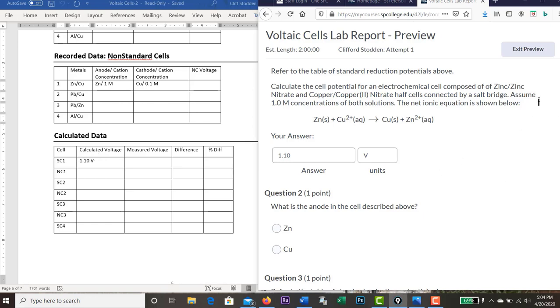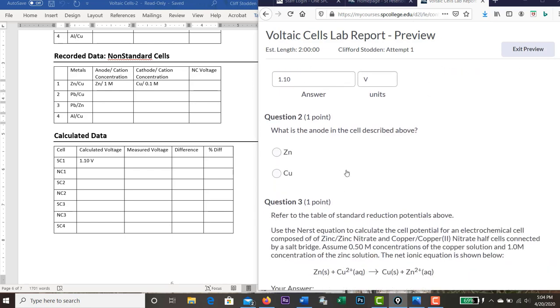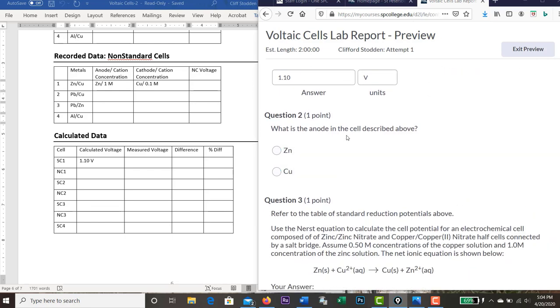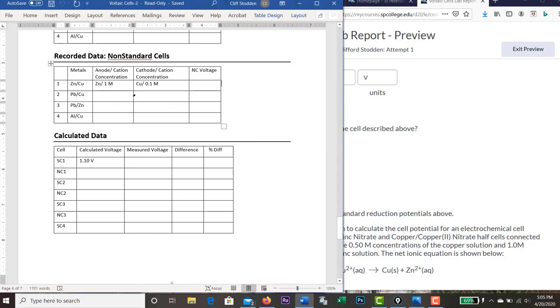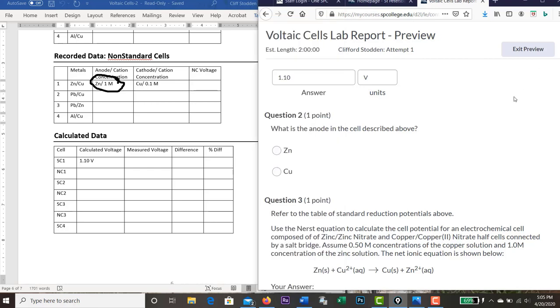Okay, and then the next question here in the quiz is, what is the anode in the cell described above? And that also is already identified for you right here. Like I pointed out before, it shows you that the zinc is under the anode column, and that's the answer they're looking for here. So that's the zinc. So I gave you the first 2 answers there already.